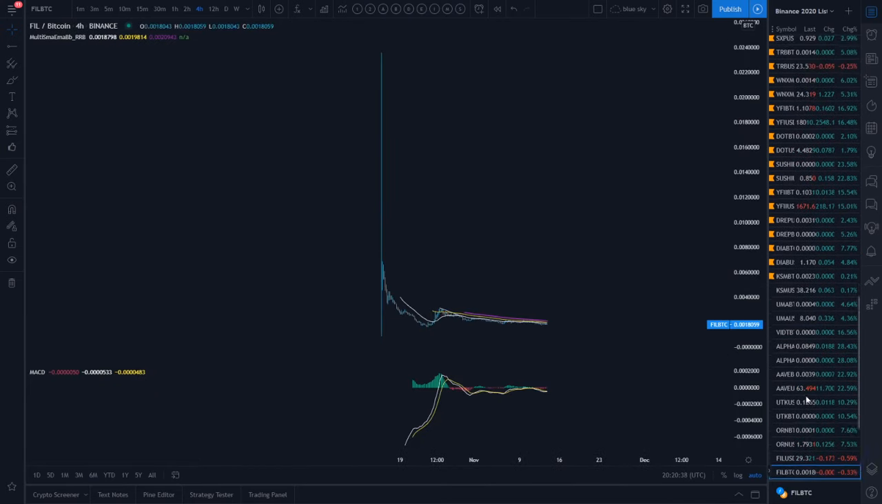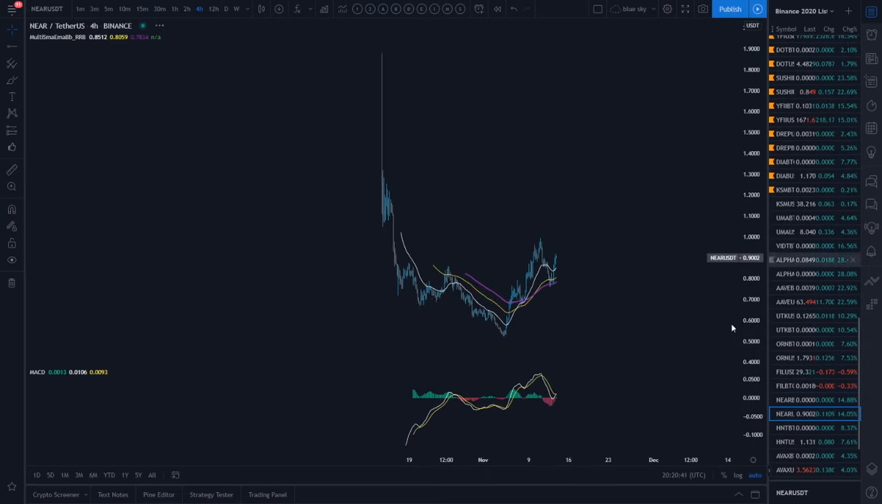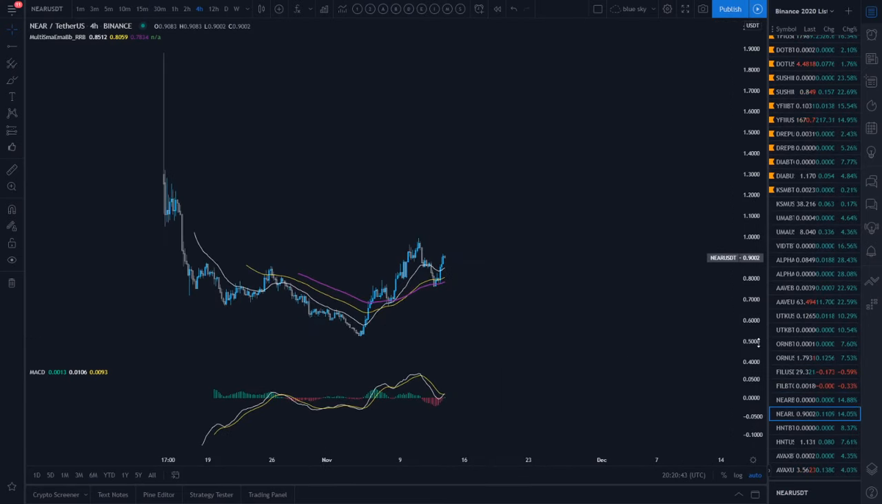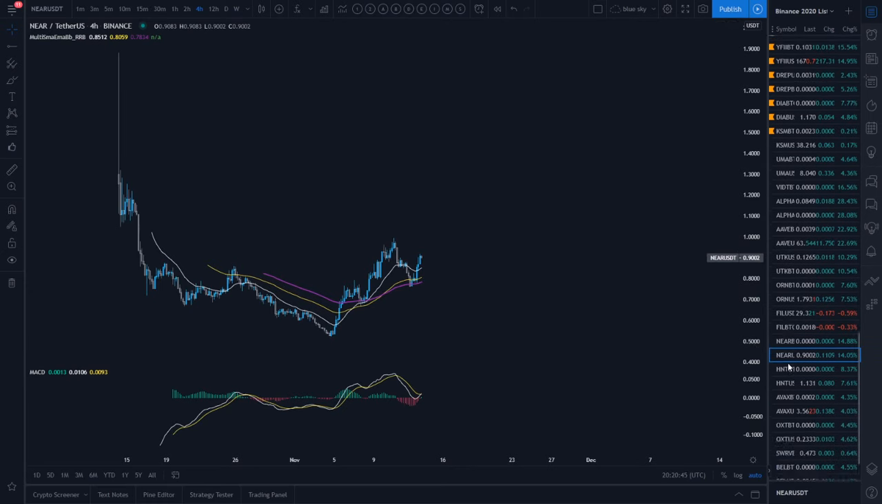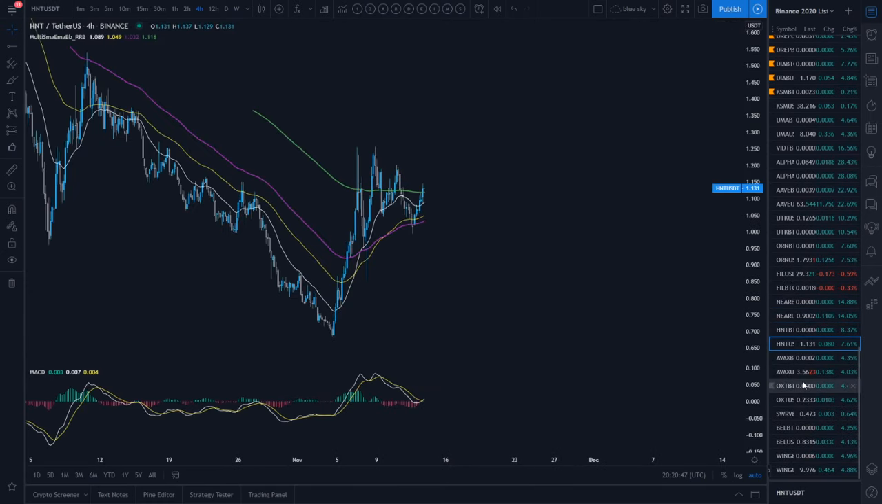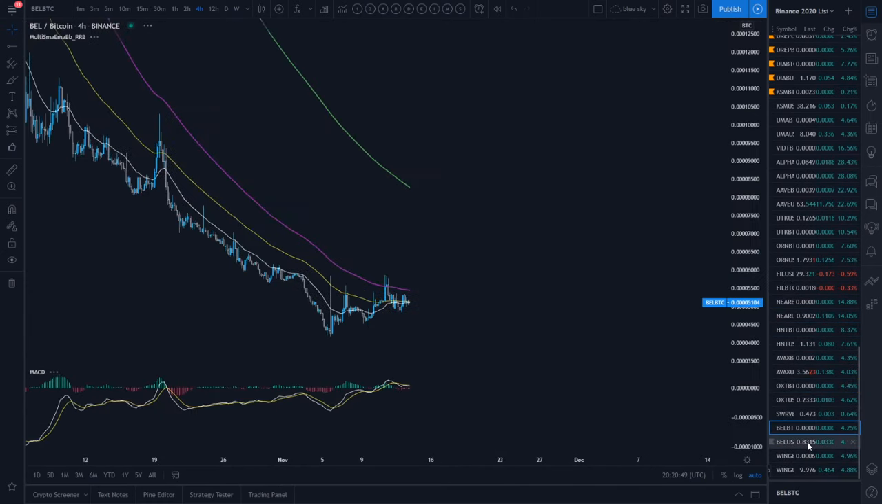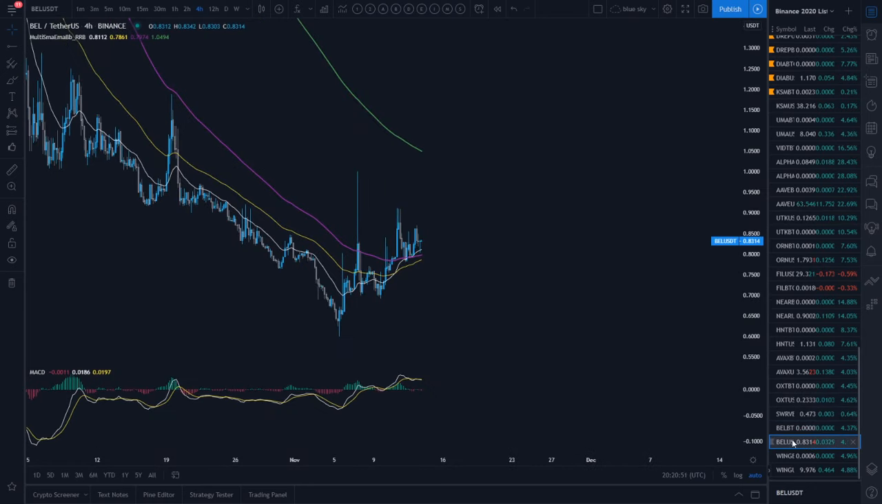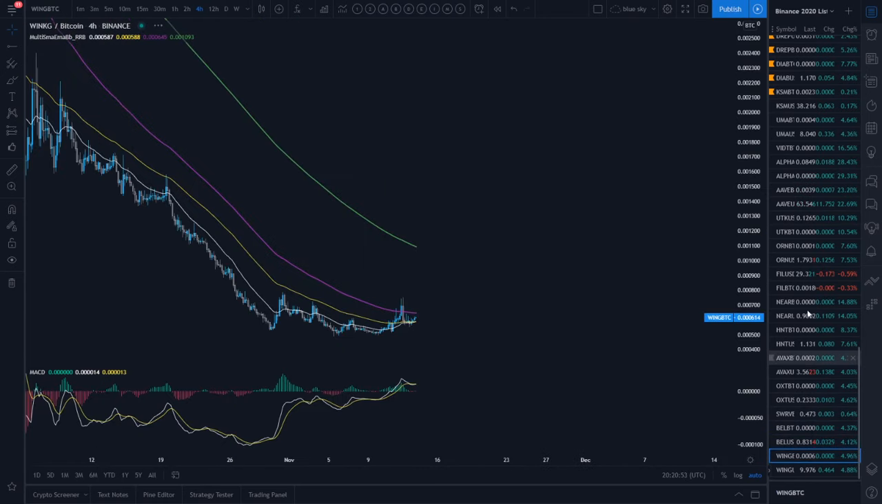By the way, these are the new coins. This is the watch list of the 220 listings. I have to update it. Binance is listing so many coins recently, almost on a daily basis, so that you have to update these lists all the time.